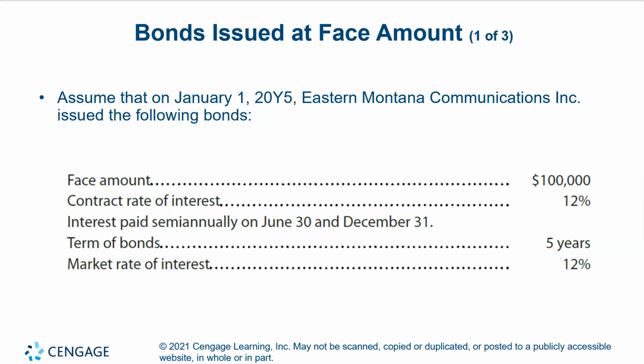Okay, assume that on January 1, 2025, Eastern Montana Communications issued the following bonds. The face amount is $100,000. The contract rate is 12%, so this part right here is written on our bond. The market rate of interest is 12%. So this is good news because this is equal. That means that we will receive face value and not have to worry about any premium or discount. The term of the bond is 5 years, so we're going to have to pay it back in 5 years.